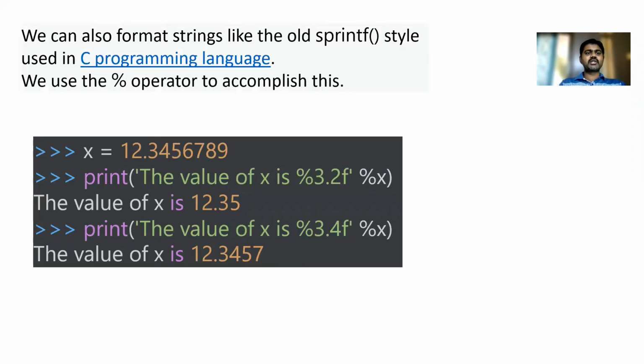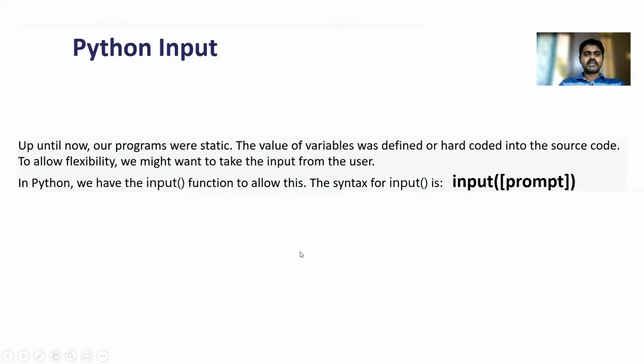We can also format strings like the old sprintf style, which we used in the C programming language, using the percent operator. If I give x equal to 12.34567810, and I don't want to print the entire floating point, then the value of x is %3.2f % x. So we'll get up to 2 decimal values. If I say 3.4f, I'll get up to 4 values like 12.3457. So these are your output statements in Python.